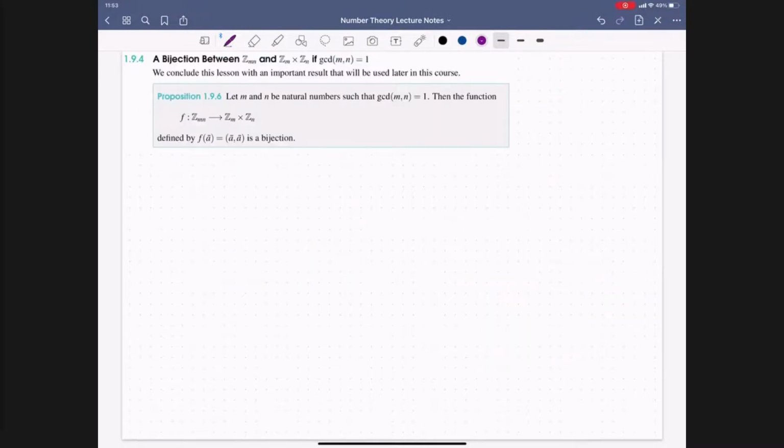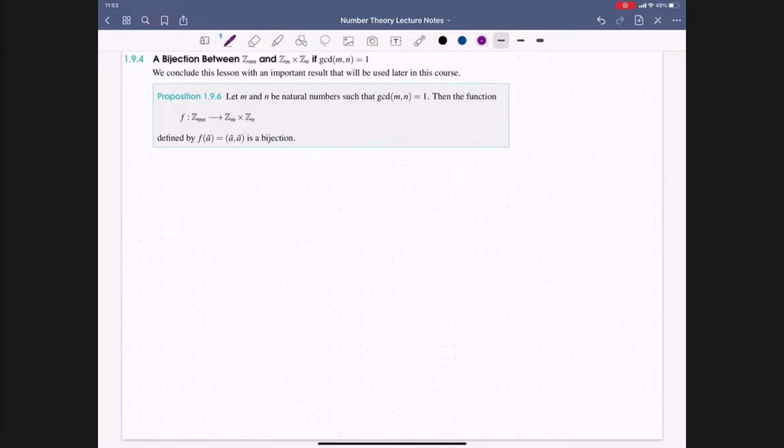For our last statement, we are going to prove a generalization of the Chinese remainder theorem, which gives us that two sets are equinumerous. And this statement is going to be the recurring result that we're going to be invoking for some of the theoretical results that we will see later in the course. So what does this say?